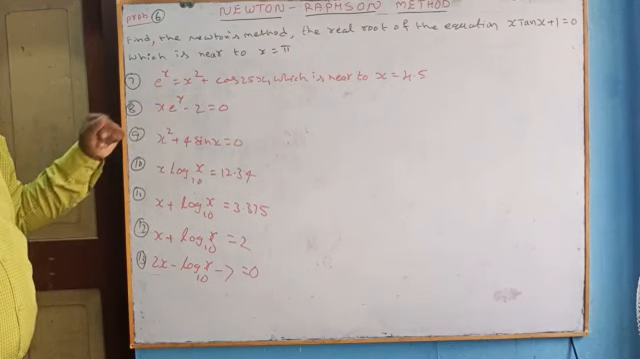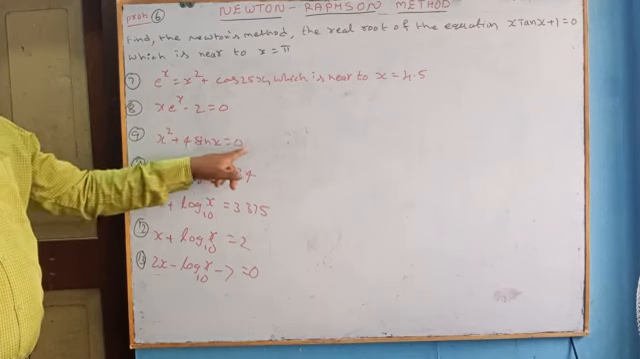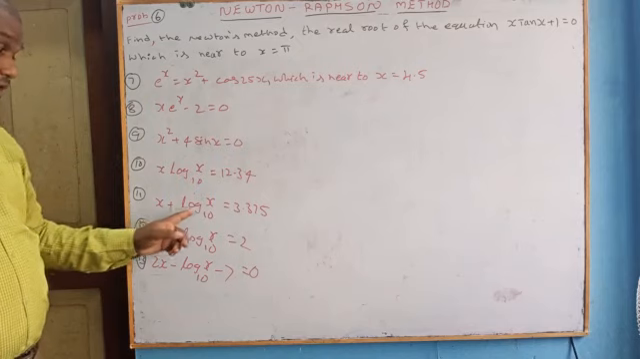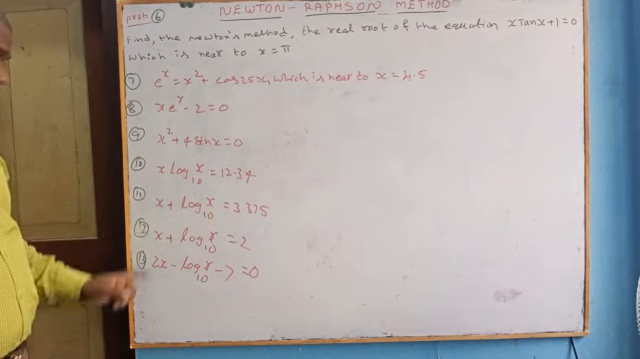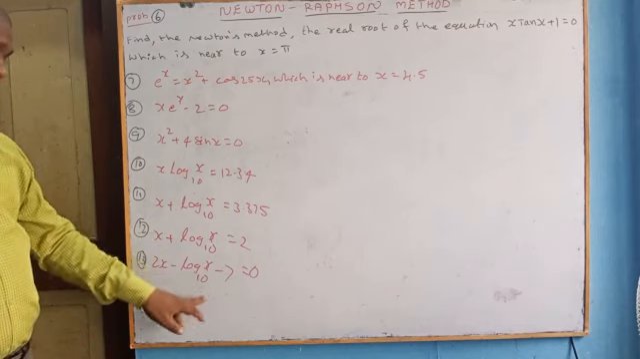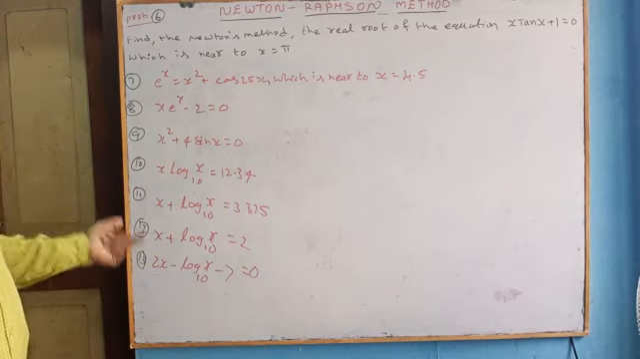And initial root you also need to calculate. x square plus 4 sin x is equal to 0, and x log x base 10 is equal to 12.34. x plus log x base 10 is equal to 3.375. x plus log x base 10 is equal to 2, and 2x minus log x base 10 minus 7 is equal to 0. Please complete all of these.